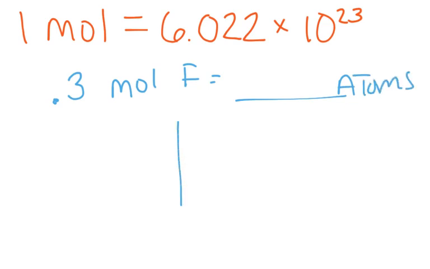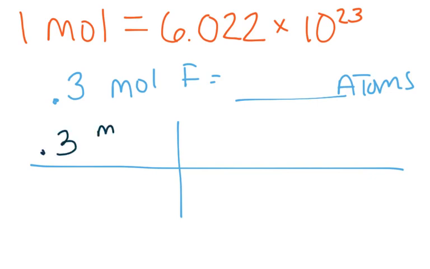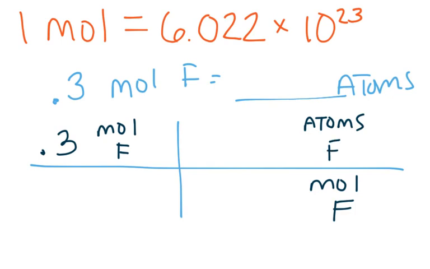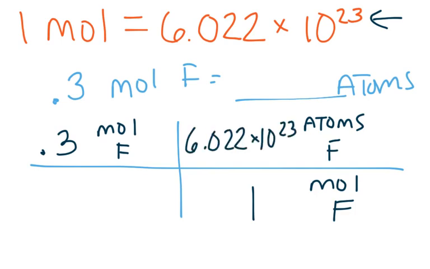We can calculate it. So we're going to set up our cross like we learned how to do before. Top left is always my given, 0.3 moles of fluorine. Bottom right, always the unit I'm getting rid of, moles of fluorine. Top right is always the unit that I'm looking for, atoms of fluorine. And now my conversion factor is right here. So I know 1 mole is 6.022 times 10 to the 23rd atoms. Plug it in my handy-dandy calculator, get my answer. I don't have one in front of me, I'm sorry.